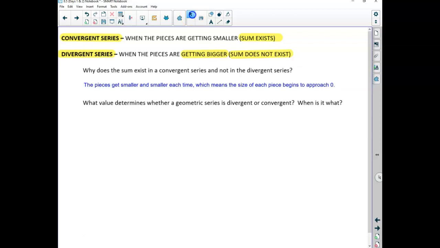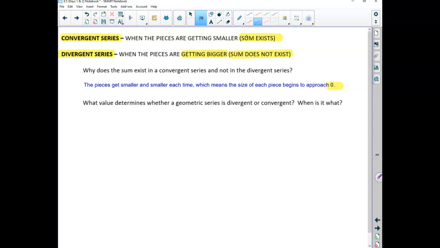Well, here it is. Why does it? Well, the pieces get smaller and smaller each time, which means the size of each piece begins to approach zero. Not right away, but the further down the road you get, how much you're actually adding to that sum is a sliver of what you had before. So eventually, what I'm adding to it is really nothing, and I stop getting a sum because the piece I'm adding is so small. That's why you want to get the piece of pie first in a convergent sequence.